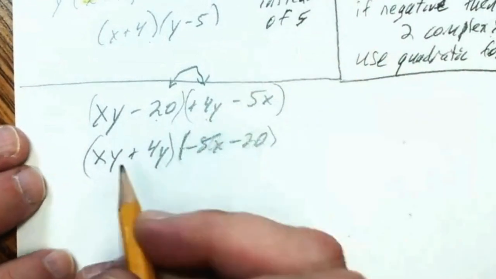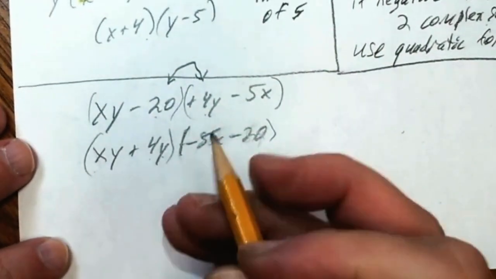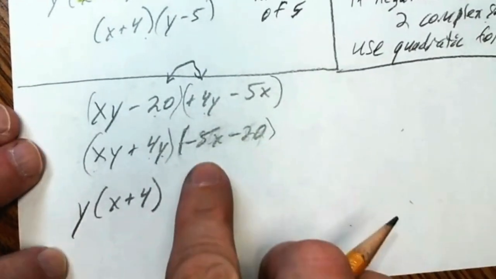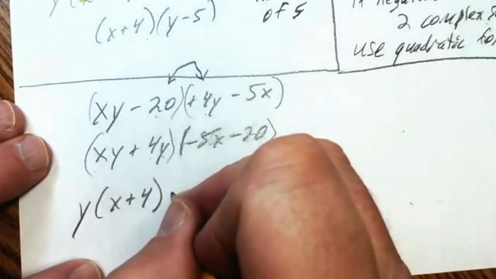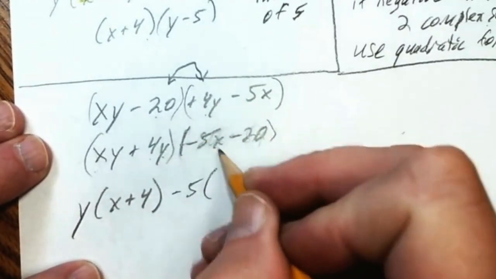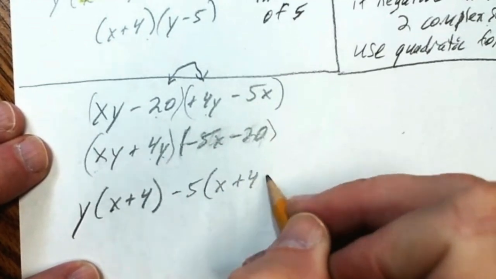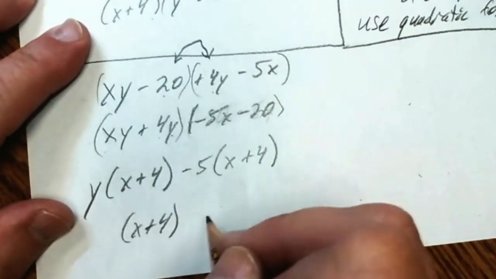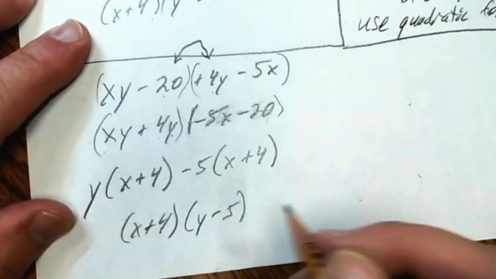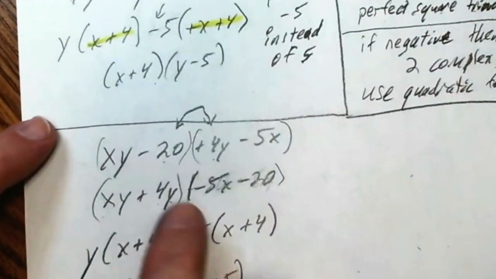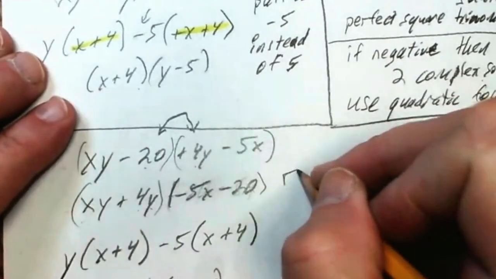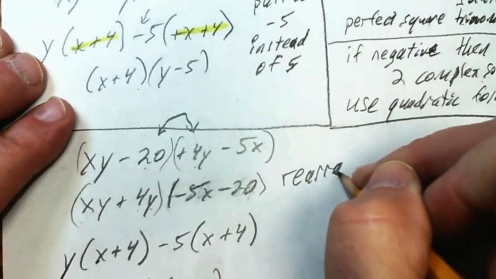But now if I group them, xy plus 4y, y comes out, and I've got x plus 4. Negative 5x minus 20, if I pull negative 5 out of that, x plus 4. See, now I've got the x plus 4, y minus 5. See, this is the same equation that we just did up here, but when it gets rearranged and you look at it wrong, you're like, wait a minute, there's nothing to factor. Sometimes you need to rearrange.